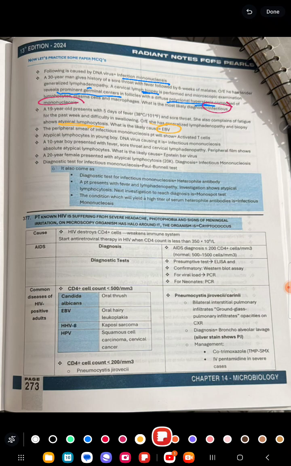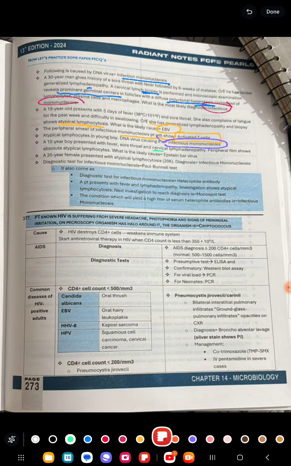The peripheral smear of an infectious mononucleosis patient will show activated T cells. Atypical lymphocytosis in a young boy, with a DNA virus causing it: it is infectious mononucleosis. A 10 years old boy presented with fever, sore throat, and cervical lymphadenopathy.